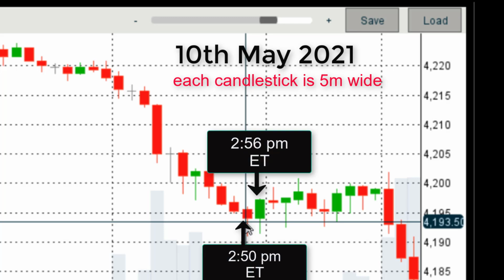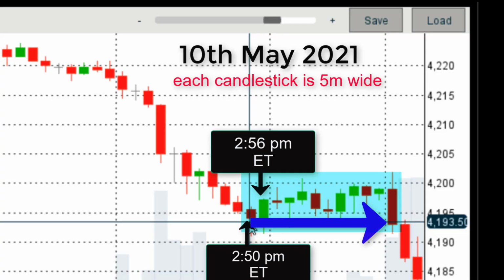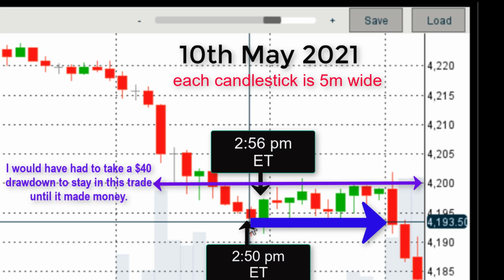Anyway, I went back and looked at this trade, and I traded from 250 to 256 right here, and then it was 10 5-minute candlesticks, so 50 minutes before the trade ever got back down below 41.92 again. And I would have had losses as much as $40 to $50 on the trade had I waited till it gone back up to that 4,200 there. So with the genius of hindsight now, I know I did the right thing.